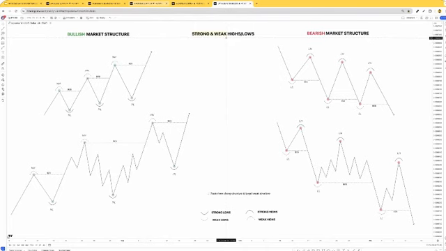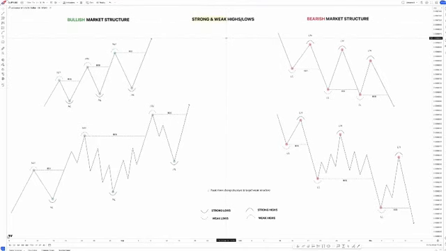Last but not least, before we wrap up this basics of market structure course, I want to go through your strong and weak highs and lows. So earlier on, we talked about how to identify valid lows and valid highs. And it's actually leading to this part right here. This is where we can learn where exactly to enter, right? I want you to keep things very simple once again, right?